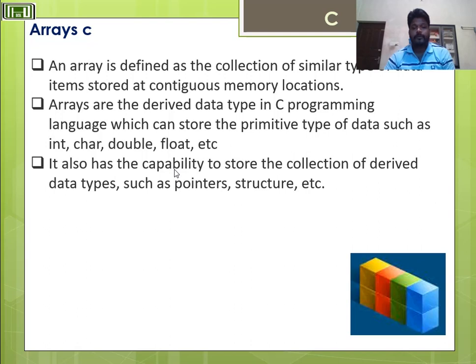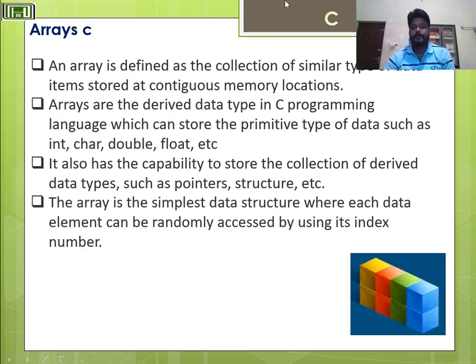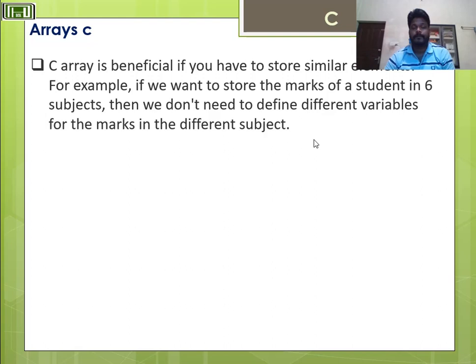Array has the capability to store collection of derived data types such as pointers, structures, etc. And it is the simplest data structure where each data element can be randomly accessed by using the index number of array. Now, C array is beneficial if you have stored similar items, that is homogeneous data elements. For example, if you want to store the marks of a student in 6 subjects, there is no need for declaring 6 different variables to store these marks. We can define this using array concept.